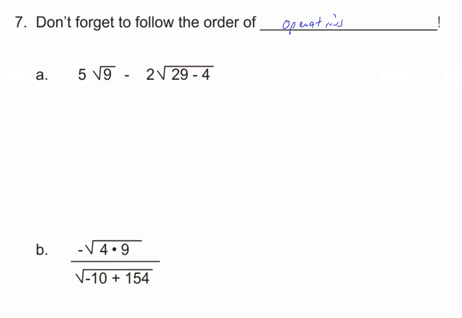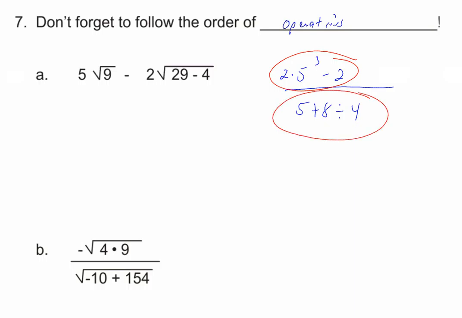Order of operations. You know how the fraction bar is technically a grouping symbol? Don't write this, but if you had a fraction like 2 times 5 cubed minus 2 over 5 plus 8 divided by 4, your fraction bar is a grouping symbol, and you have a top to deal with and a bottom to deal with.